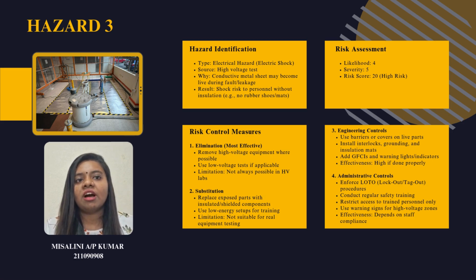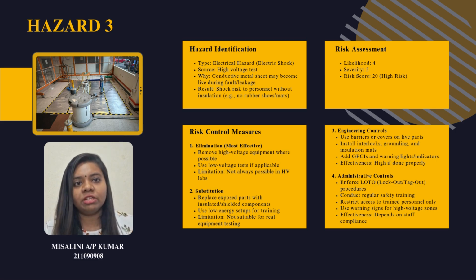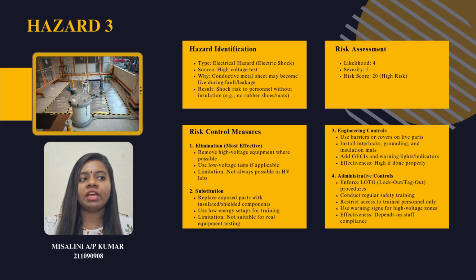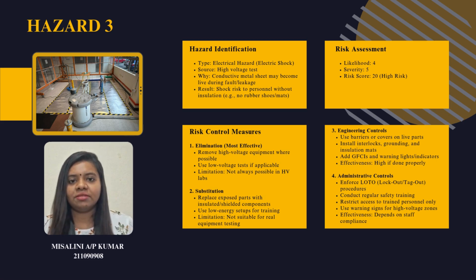We proposed a hierarchy of control measures to control this risk. First is to eliminate the use of high voltage where possible, or substitute exposed parts with shielded ones. Engineering controls like barriers, insulated mats or interlocks are highly effective. Finally, administrative controls such as lockout or tagout procedures, safety training and clear signages are essential to ensure safe work practices. Together, these measures form a comprehensive risk mitigation strategy.